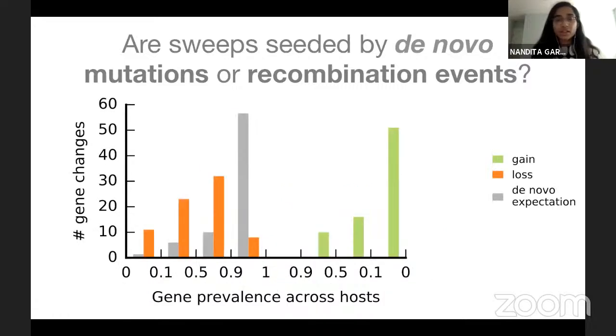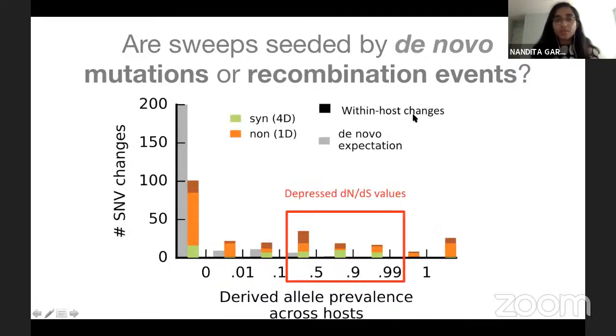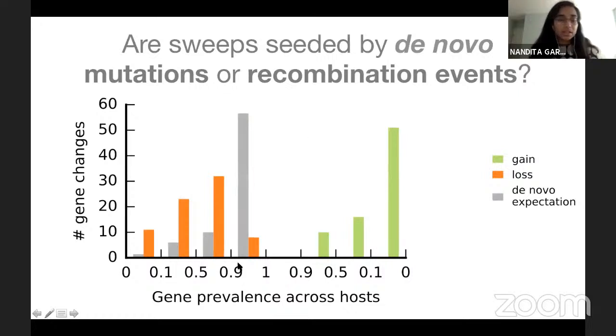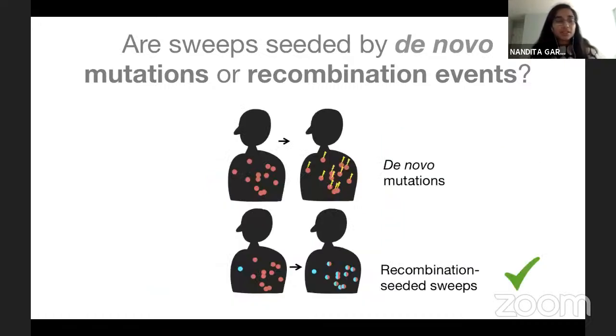So this suggested that recombination may be playing a role, but moreover, we saw a lot of gene gains and gene losses. Losses can be expected via spontaneous de novo mutation, where things drop out, but gains have to happen via uptake from the broader community. And indeed, we see a roughly equal number of gains and losses. So this suggests again that recombination plays a role inside of hosts in seeding sweeps.